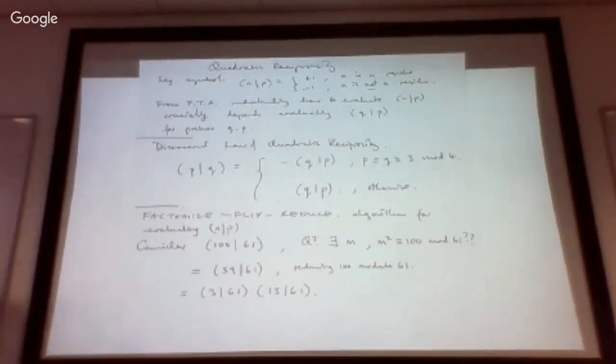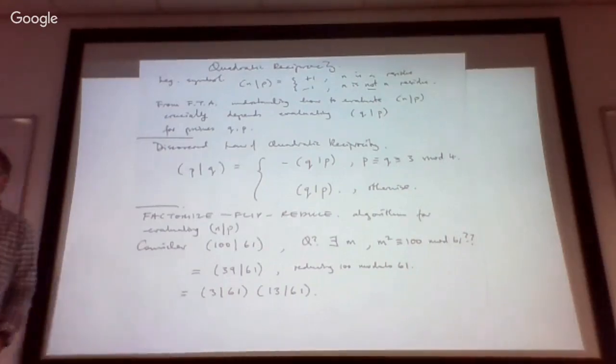And neither 3 nor 13 are squares, of course; they're both primes. So it's not immediately obvious whether 3 or 13 are quadratic residues modulo 61. They could be, or they might not be. Okay.